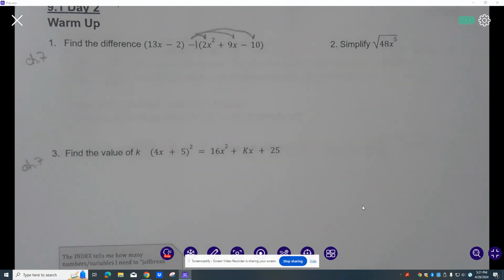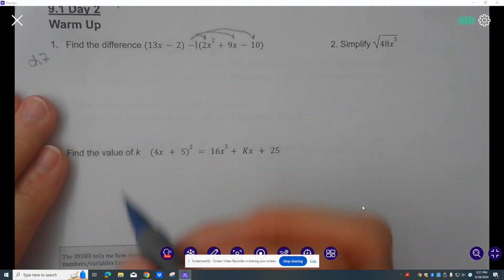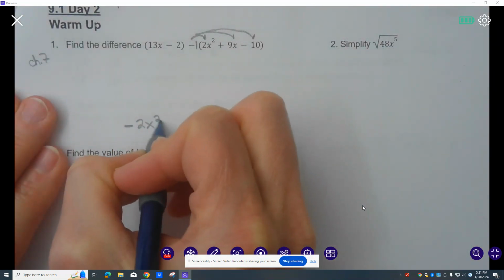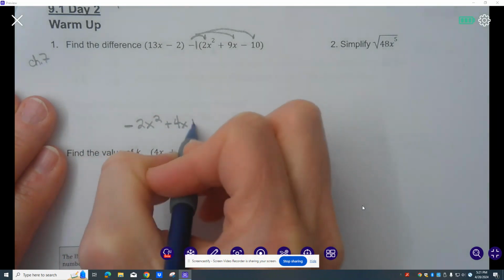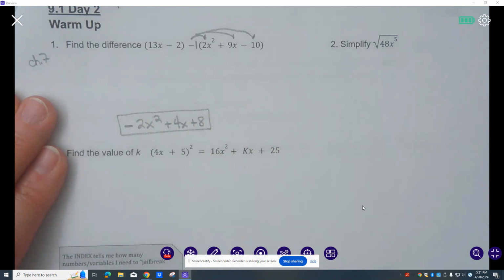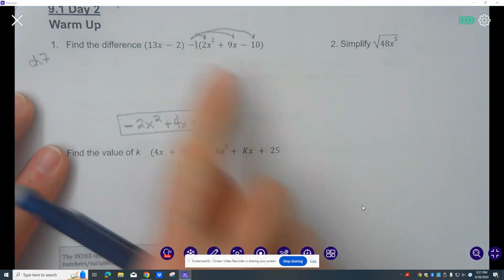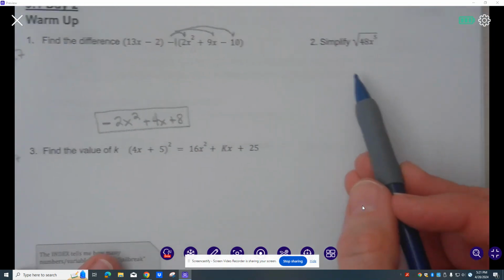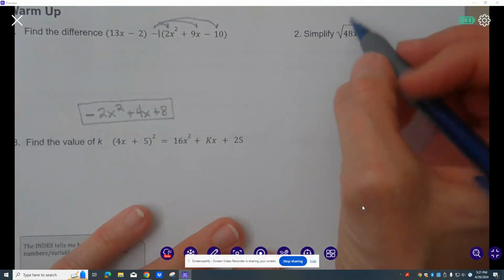So hopefully you paused the video and tried this warm up, and your answer for this first one should have been negative 2x squared plus 4x plus 8. So I'm going to let you check that answer. That is review, so I don't think I'm going to go through that one. This one is kind of new, so we'll go through this again.